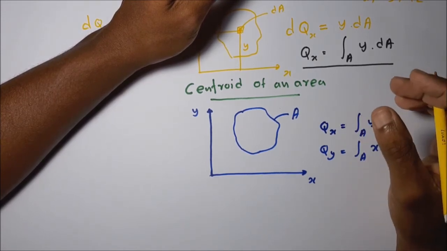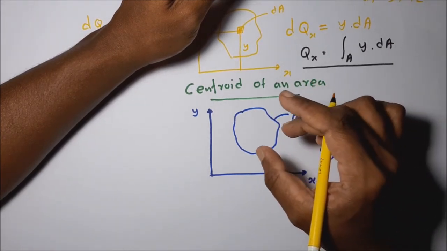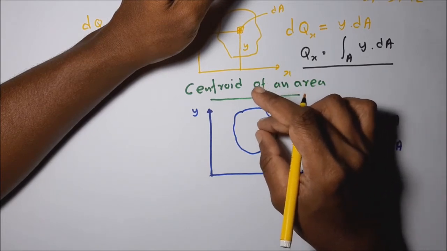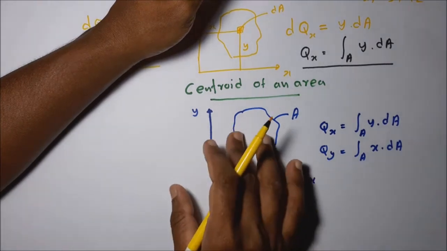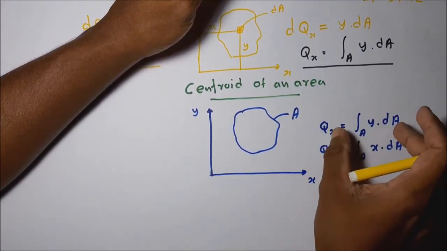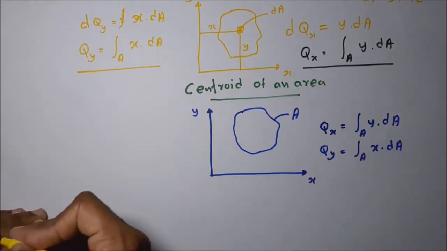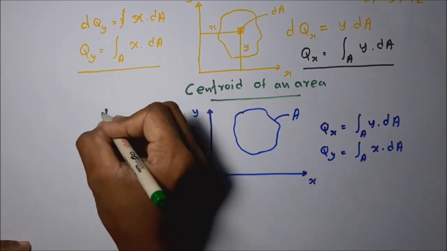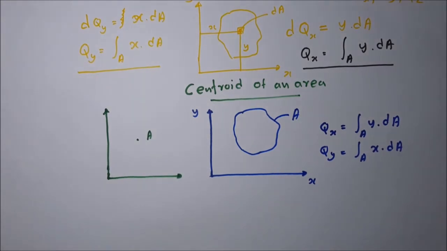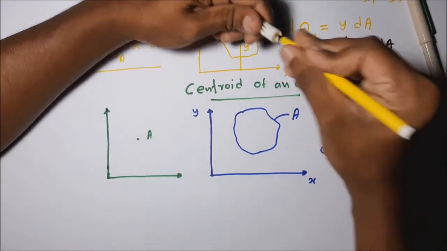In other words, the point which gives the same Qx and Qy when placing the concentrated area at a point is called the centroid. Here this is the area, and according to that definition, I'm going to elaborate this further. This is the Qx and Qy for this area. So according to our definition, I'm going to concentrate this area to a point. This is the area A. This point area also should be able to produce the same Qx and Qy.